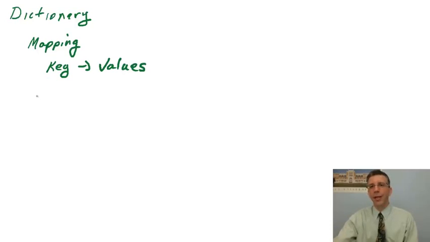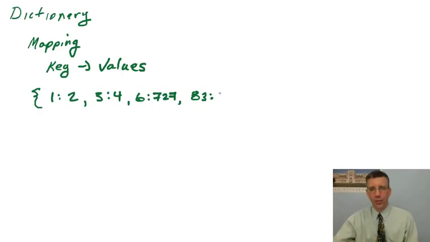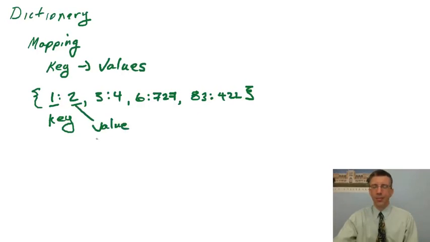And the way this is written in Python, I can build a dictionary with curly braces. So I can map 1 to 2, 3 to 4, 6 to 727, and 83 to 422. Okay, and you can see this is the key. Then there's a colon, and this here is the value. So when I want to look up the value of the key 1, I will get the answer 2.